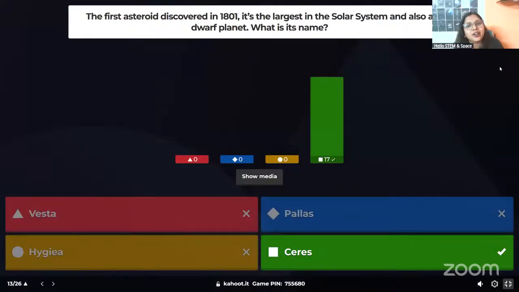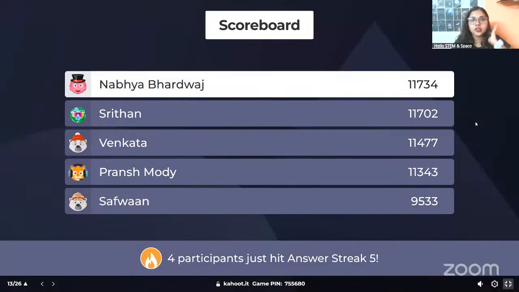Okay, very good, everyone. It is actually Ceres. I am very thrilled to see everybody give the correct answer. Good job, everyone. It is Ceres. It was the biggest asteroid. It is situated in the asteroid belt. And also now it has got upgraded to a dwarf planet. So it's both. It's an asteroid, and at the same time, it's actually a dwarf planet. So let's quickly see the scoreboard. There is no change, everybody is holding on to their positions very tightly. So good job, everyone.